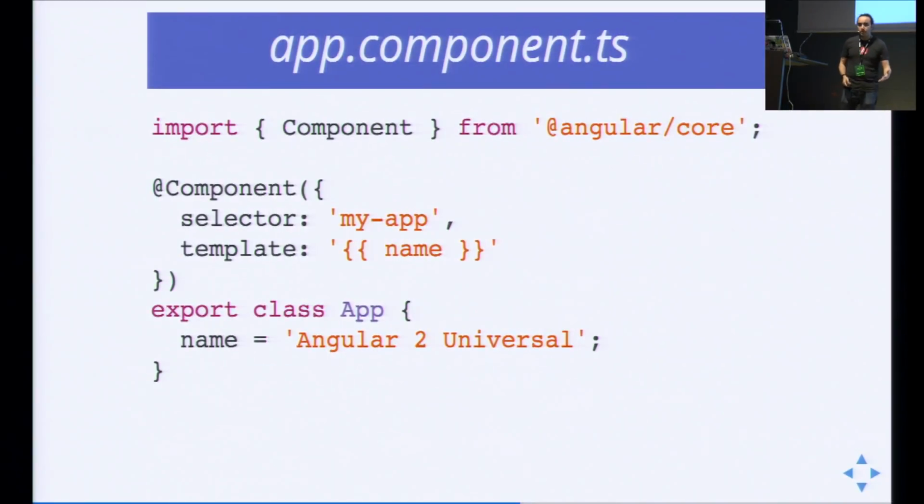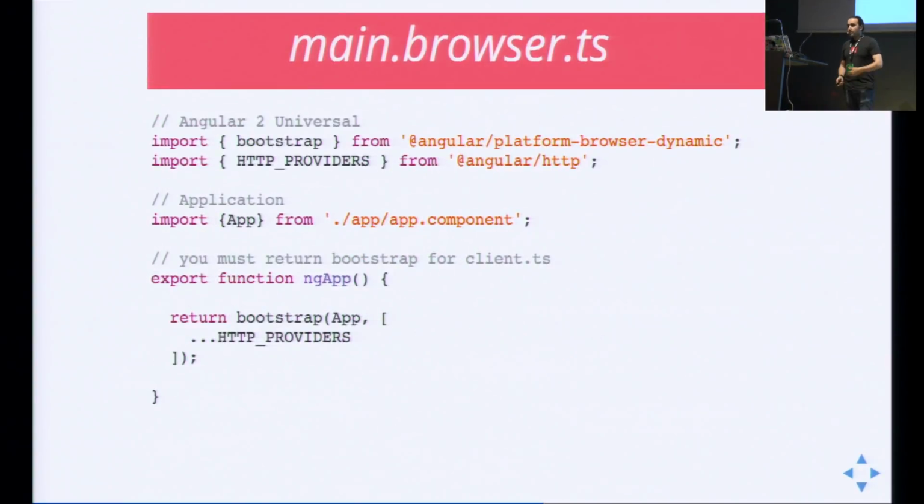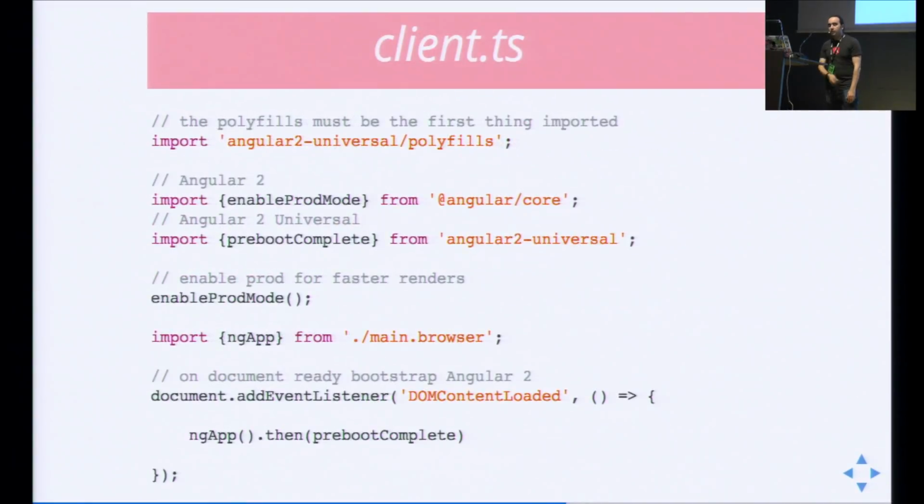So this is your component, as Todd showed you earlier. This is a straightforward component, a hello world component. And this is the entry point for the browser. You will find some familiar syntax: import the bootstrap function from the platform browser dynamic, your HTTP, for instance, or any other providers you need. The only difference here is you must return the bootstrap function. Don't call it straight away. You need to return it for the client file.